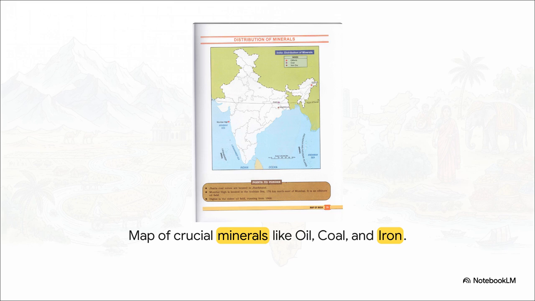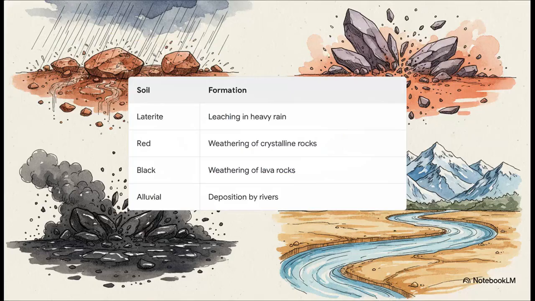For oil, you've got Digboy in the extreme northeast, which is actually the oldest operating oil field since 1866. And out in the Arabian Sea, there's the massive offshore Mumbai High. Now you can see how the physical features and climate we just talked about directly create these four distinct soil types.